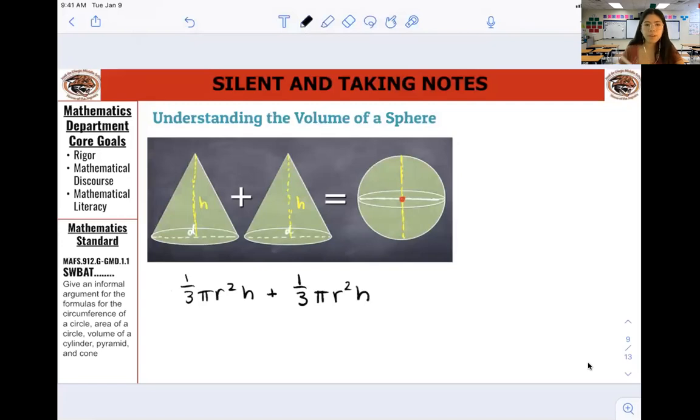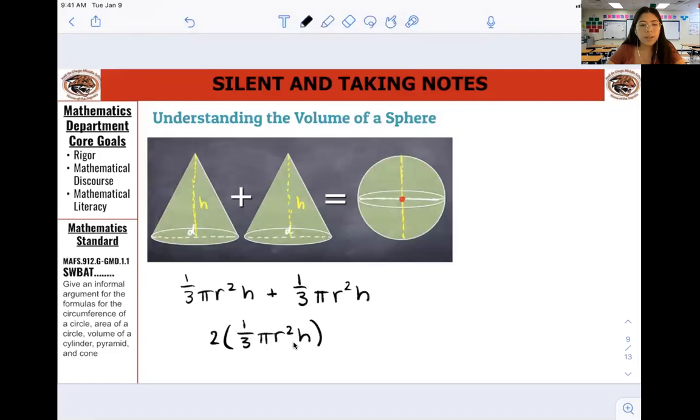Okay. Now another way to write this would just be 2 times 1/3 pi r squared h. We agree? Yes?